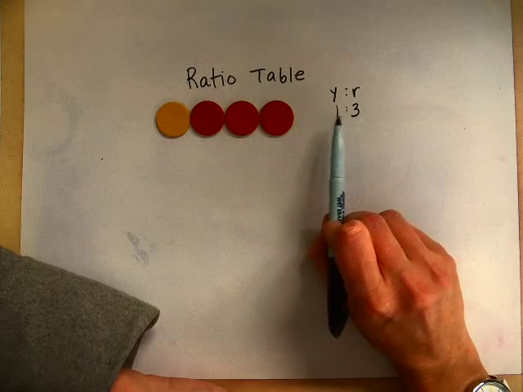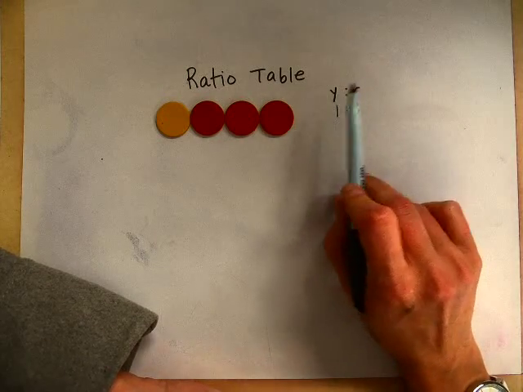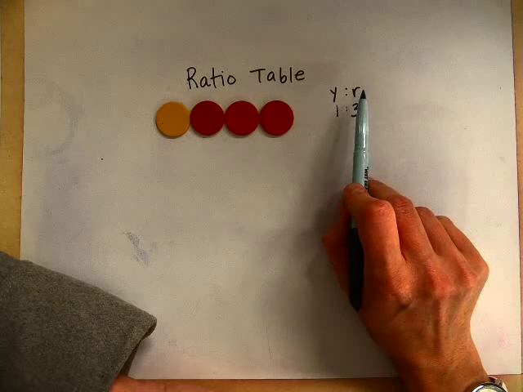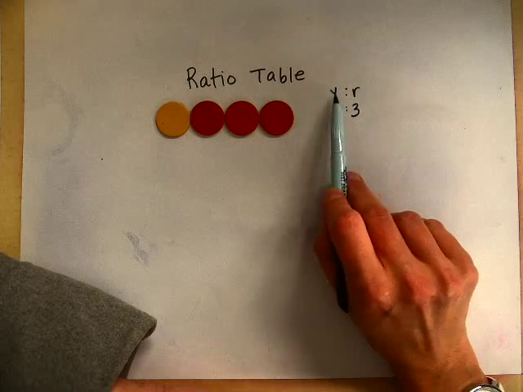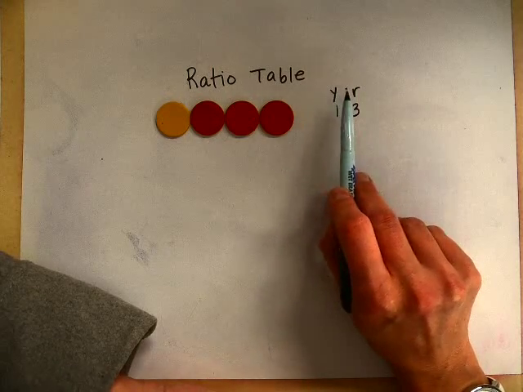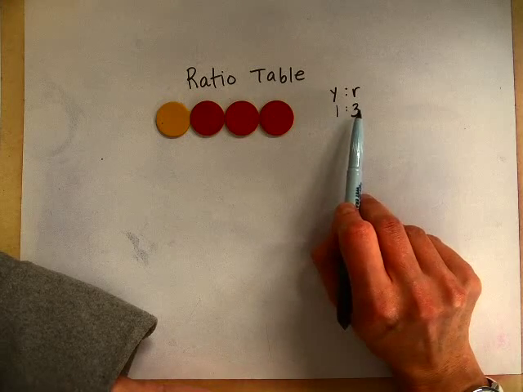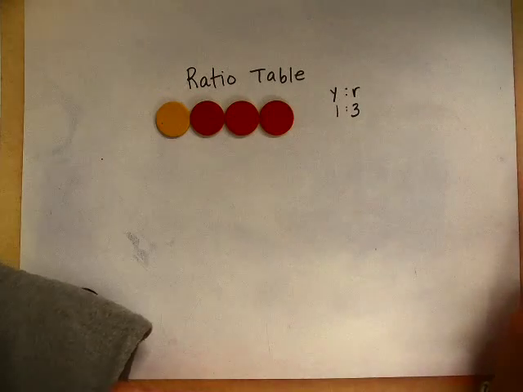It's important if something asks you what is the ratio of yellow to red, that you write it in that same order. So yellow to red is 1 to 3. If you said yellow to red is 3 to 1, that would be incorrect. You have to do it in the same order that it's stated.